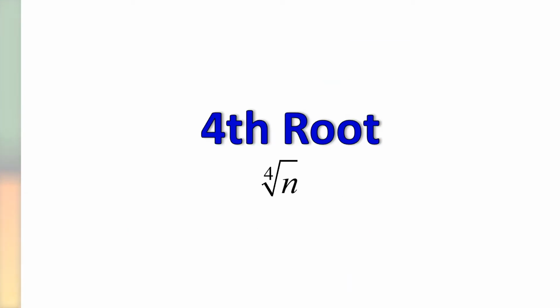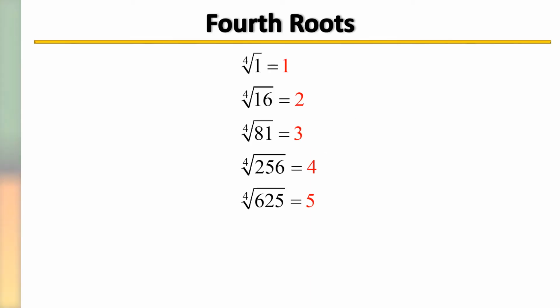Let's move on to fourth roots. And you know it's a fourth root. Notice that the index is now the number 4, which tells you you're going to be dealing with a fourth root. Because that is an even number, this is an even root, and with even roots, you are not allowed to have a negative under the radical symbol.